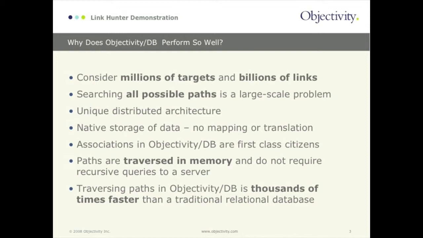For this particular demonstration, probably the most important difference is that Objectivity stores relationships right with the object that owns them. Therefore we treat relationships and associations as first-class citizens. And what that allows Objectivity to do is traverse those relationships in memory orders of magnitude faster than going back to a relational database to do a query.